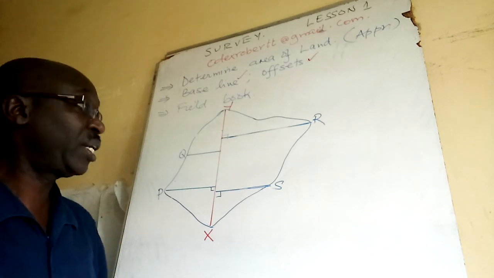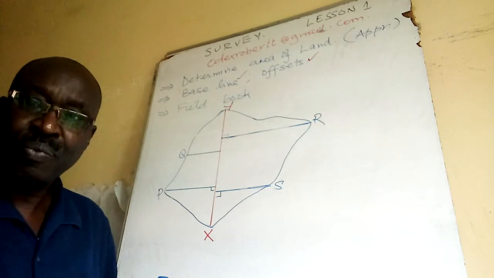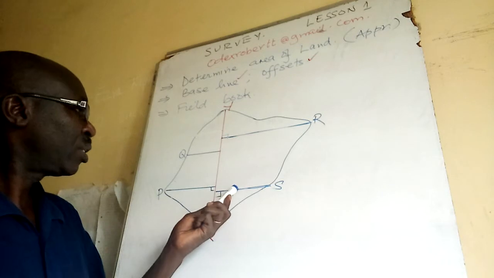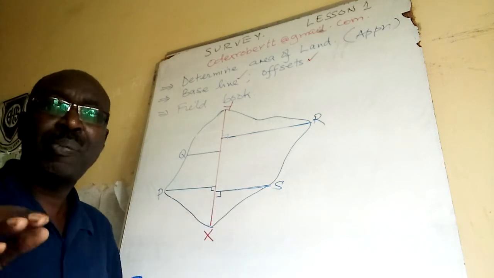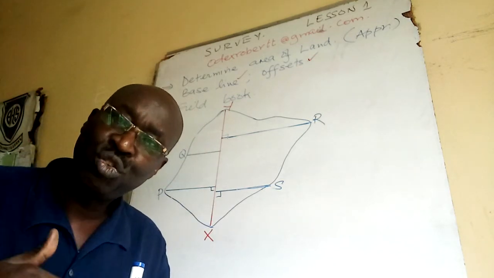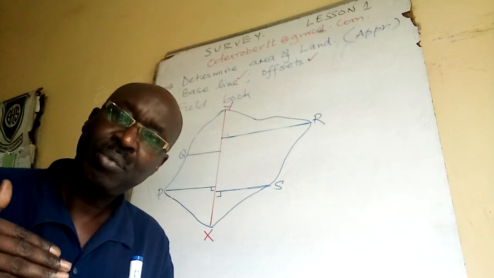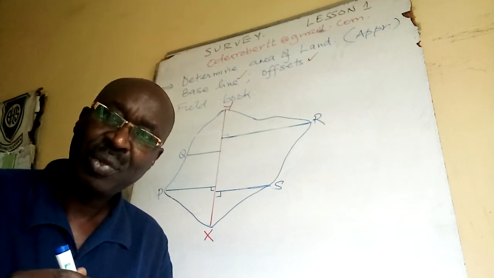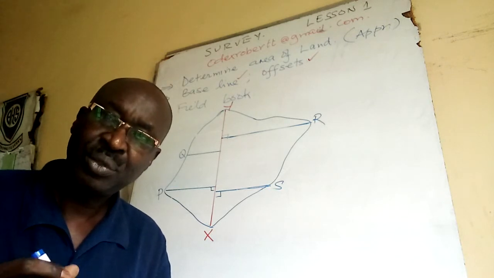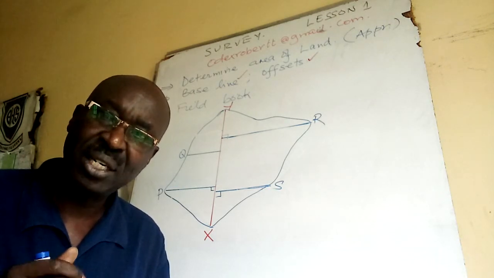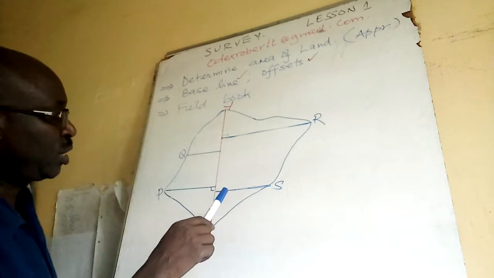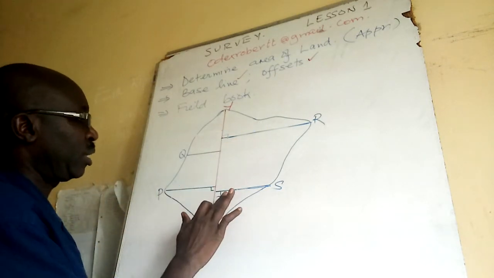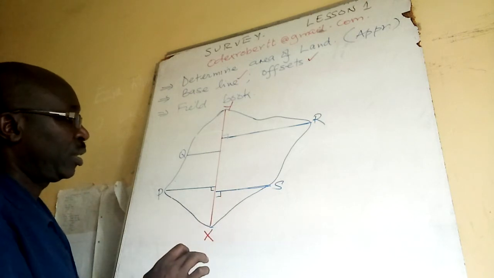Okay, it is in red. Now you know what we call an offset. This is an offset: a perpendicular line drawn from the baseline to a boundary. A perpendicular line from the baseline to the boundary. So this is one of them. That is one of them.